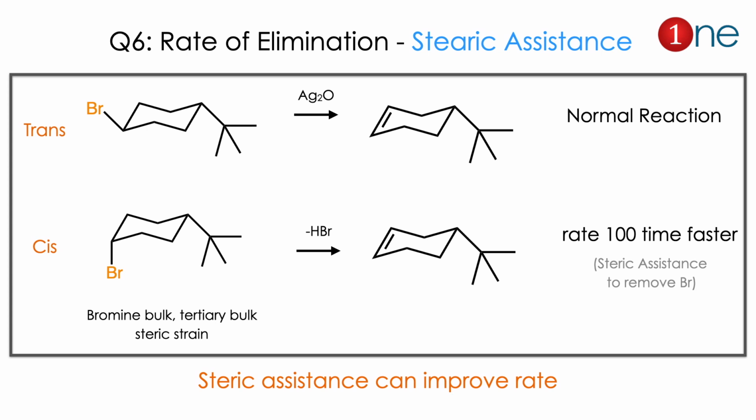Then the question will be on steric assistance. Here the starting material is the same, only different in the bromine position. Whether the bromine is cis or trans to the tertiary butyl group. We know that bromine is bigger, and the tertiary butyl group is also bigger.